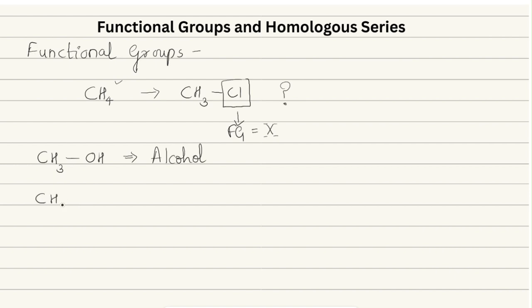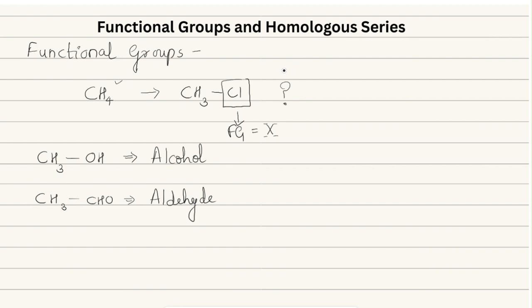Let's take one more functional group. Say, I will replace this OH by a group of atoms like CHO, and we call this molecule an aldehyde. The overall molecule, we can call it an aldehyde. To be specific, we can call this ethanol. So the alcohol and aldehyde, these are the functional groups for the given molecules.